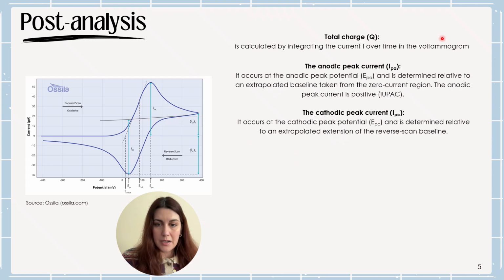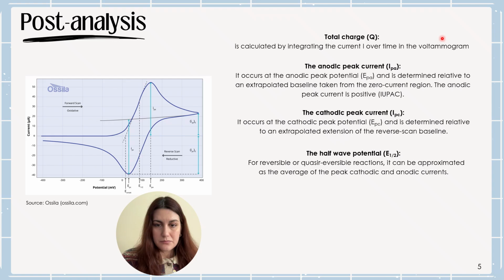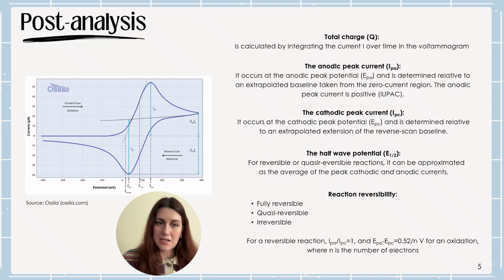Another useful parameter is the half-wave potential. For reversible or quasi-reversible redox systems, this value can be approximated as the average of the anodic and cathodic peak potentials. The half-wave potential provides a good estimate of the formal redox potential of the electrochemical couple. By analyzing these values, we can also evaluate the reversibility of the electrochemical reaction.